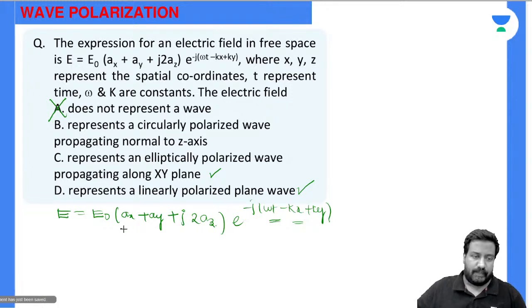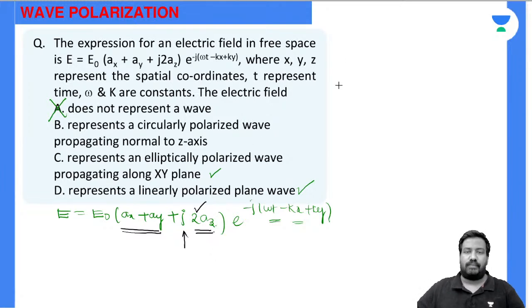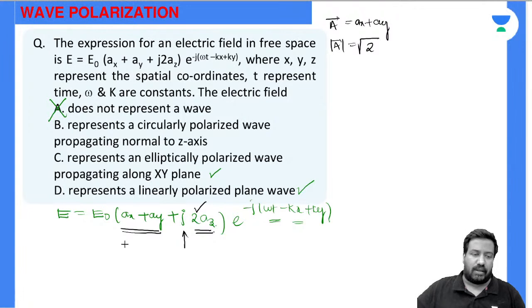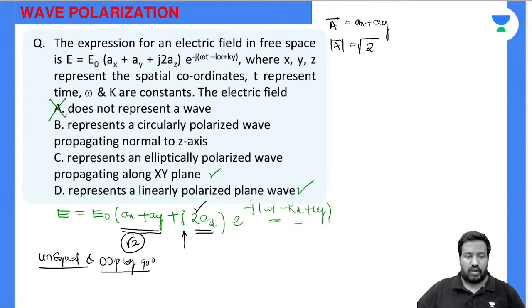Try to take this, Ax plus Ay, as one pair, and j times 2Az as the other. J is there, a 90-degree phase shift. Here amplitude is 2, and here what is the amplitude? Vector A is Ax plus Ay. What is mod of A? Under root 2. Root 2 is the amplitude here, and 2 is the amplitude there. Unequal amplitude, root 2 and 2. And out of phase by 90. Who is telling you out of phase by 90? J. Unequal amplitude out of phase by 90 is elliptical. So not linear, not circular.